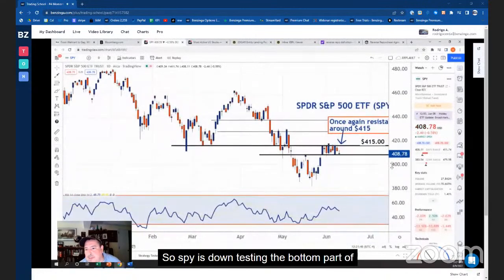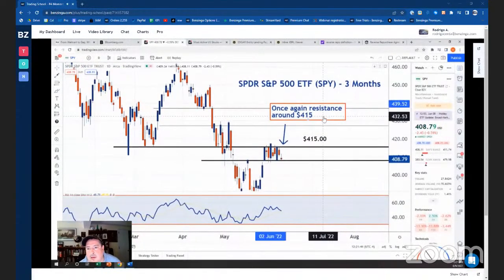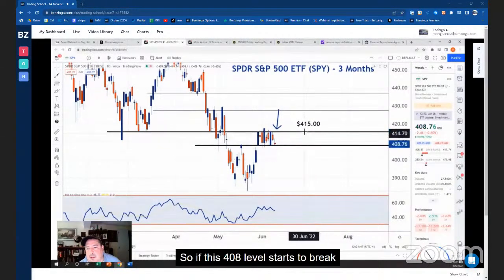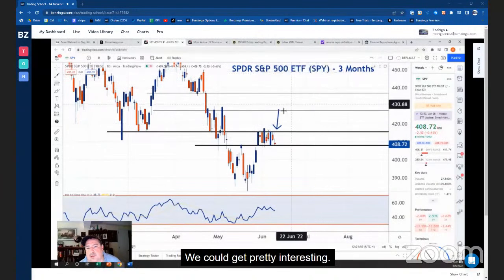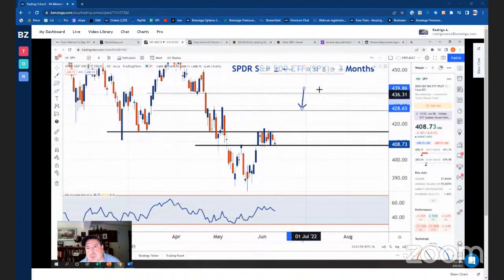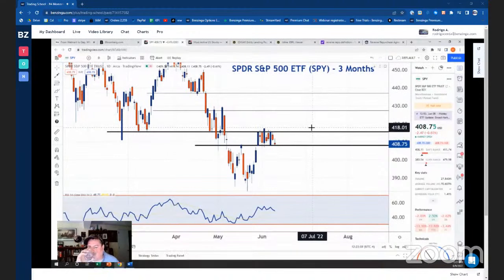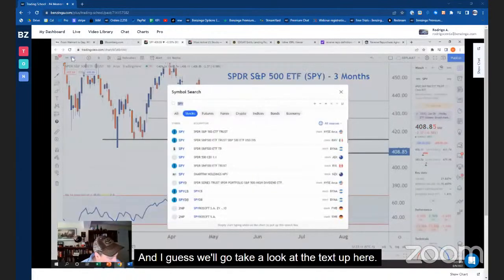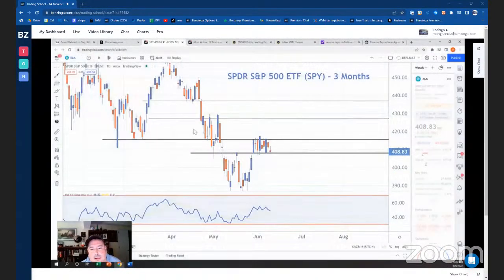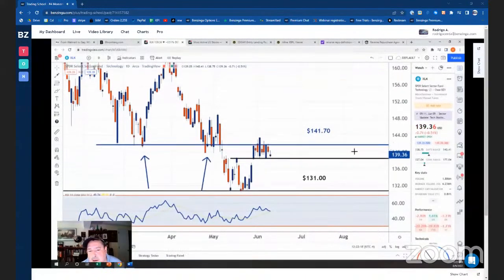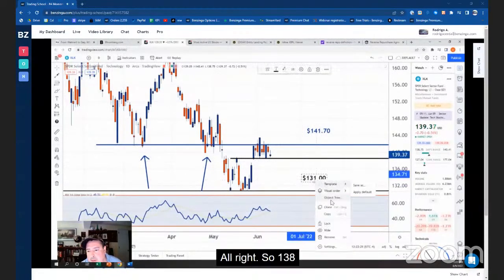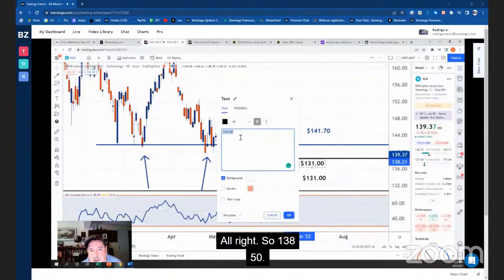So SPY is down, testing the bottom part of this range here. If this 408 level starts to break down, it could get pretty interesting, especially considering that tomorrow is Friday, and we know things like to sell off on Friday afternoons. So that looks pretty weak. And I guess we'll go take a look at the tech sector. Same thing here. We've got to watch this here. This is 138.50.